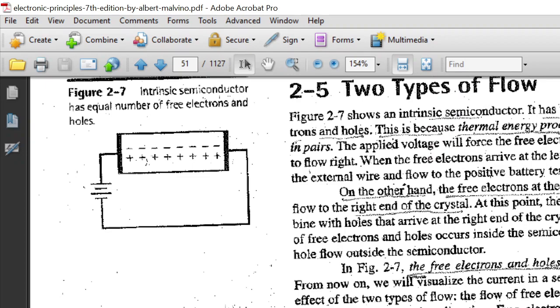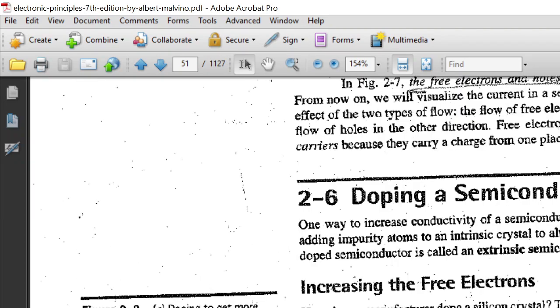What we need to do is increase the amount of carriers. We need to increase the number of free electrons and holes in the semiconductor. How do we do that? We do that by a technique called doping of a semiconductor. The doping of a semiconductor can do two things. One style of doping will increase the number of free electrons. Another style of doping will increase the number of holes.